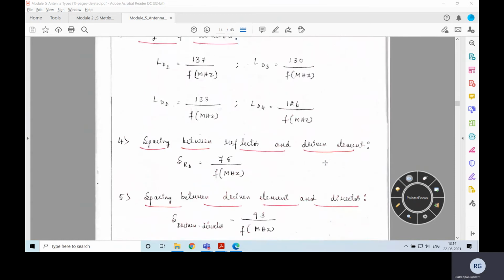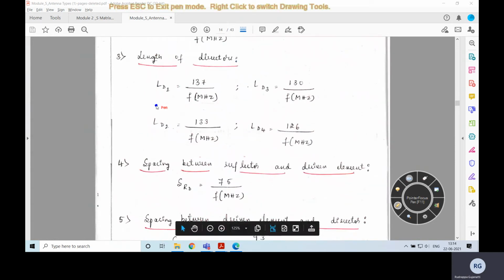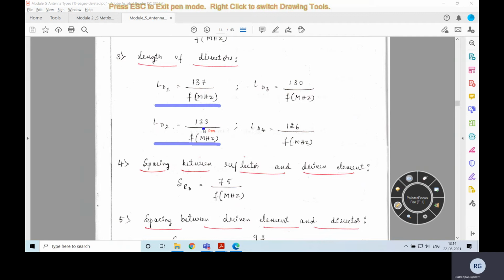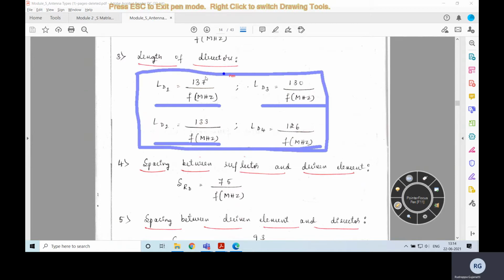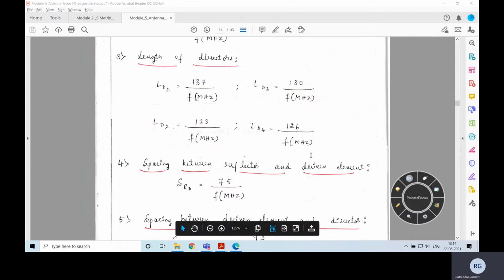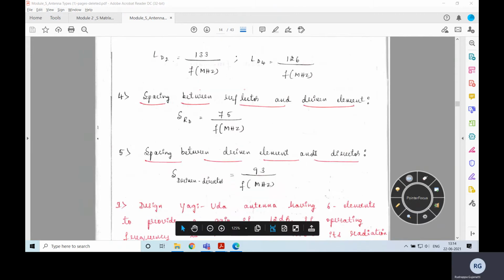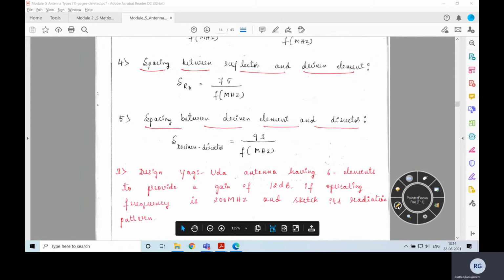So therefore, if we observe the lengths, we can obtain the length of the first director element as 137 divided by frequency. The second director is 133 divided by f. The third director element is 130 by f, and the fourth director element is 126 by f. So there is only a very slight difference in the lengths of the four directors. The frequency we specify should again be in the megahertz range.